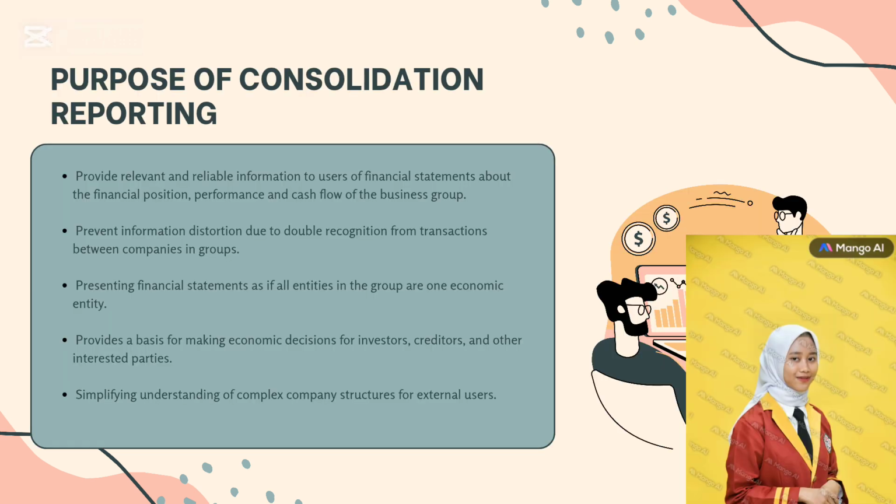Objectives of consolidated reporting: to provide relevant and reliable information to users of financial statements about the financial position, performance, and cash flows of the group. Prevent distortion of information due to double recognition of transactions between companies within the group. Present financial statements as if all entities within the group were a single economic entity, and provide a basis for economic decision-making for investors, creditors and other interested parties. Simplify the understanding of complex corporate structures for external users.